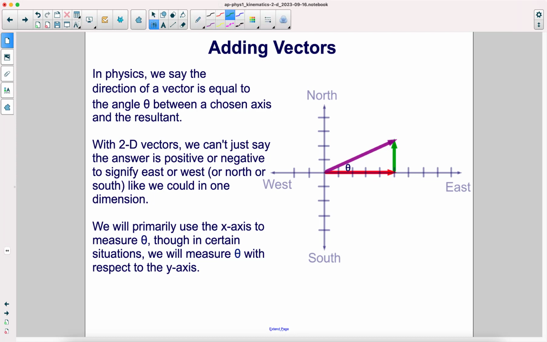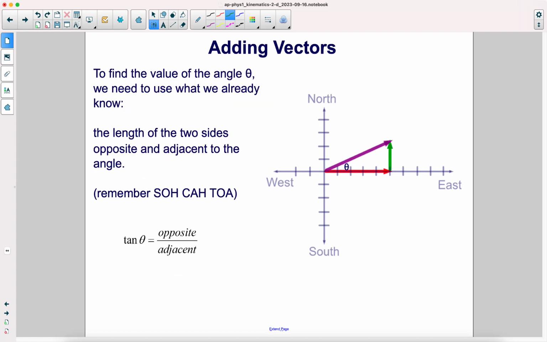In physics, we say the direction of a vector is equal to the angle theta between a chosen axis and the resultant. With two-dimensional vectors, we can't just say the answer is positive or negative to signify east or west, or north or south, like we could do in one dimension. We will primarily use the x-axis to measure theta, though in certain situations, we will measure theta with respect to the y-axis, like that.